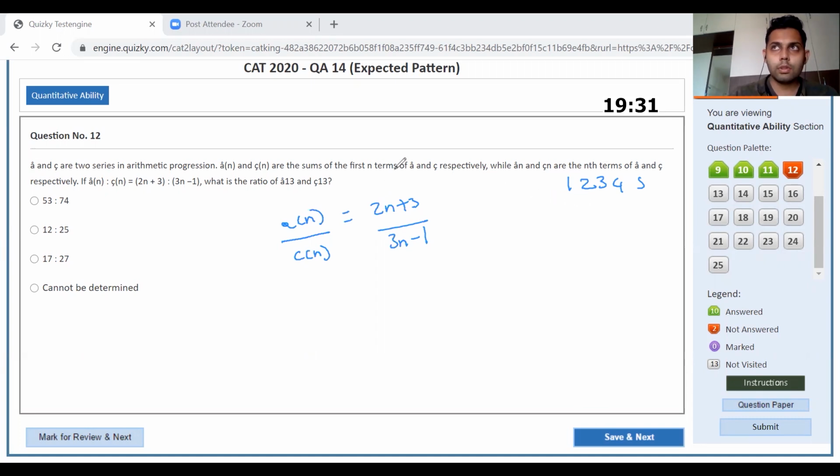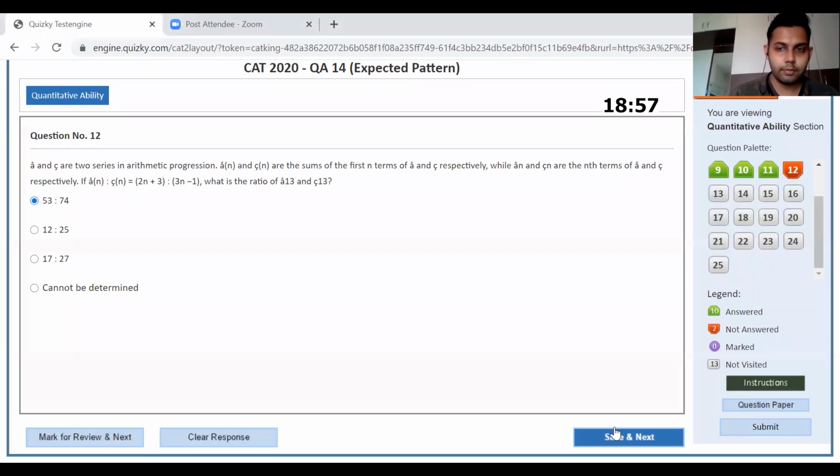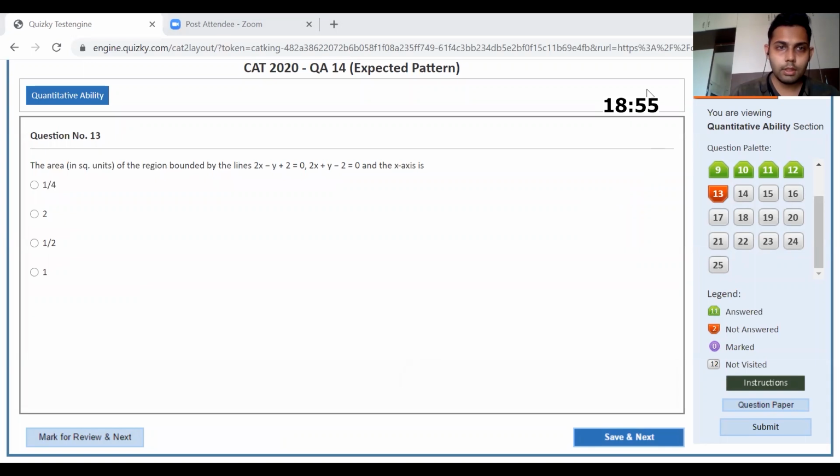So 12 plus 12, 24. 13th will be the average of 1, 2, 3, 4, till 25 terms. So 13 into 2 minus 1 till 25 terms. And since it's average in division, the average figure will cancel. So it will be 2 into 25, 50, 53 divided by 3 into 75 minus 4, 74. Okay, this is a pretty easy sum. It should have been done orally more.